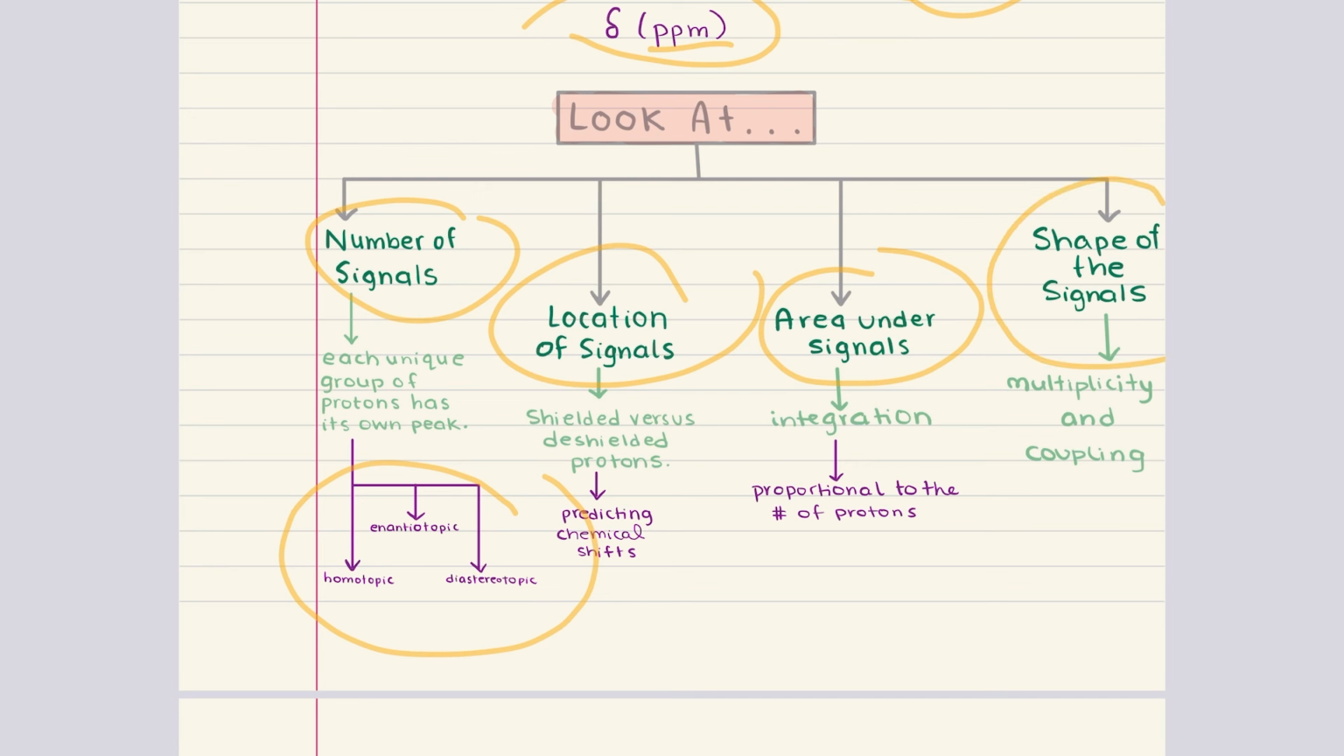Finally, we need to pay attention to the shape of the signals. So this refers to something called splitting or multiplicity, which results from interactions between neighboring protons. These interactions cause the peaks to split into smaller patterns like doublets, triplets, or quartets, and they help us figure out how many neighboring protons are adjacent to a given proton group. And this concept is known as coupling, and it is a really powerful tool for working out molecular connectivity.